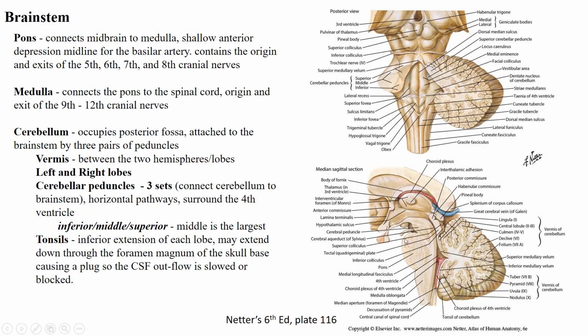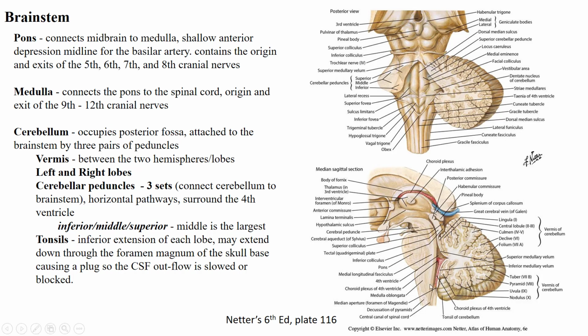Also anteriorly to the pons, and we won't see it here, but we'll see it on the MRI and in later slides in Netter's. Anterior to the pons is a shallow groove, and that is for the basilar artery. So the basilar artery runs anterior to the pons. The pons also contains the cranial nerves 5, 6, 7, and 8.